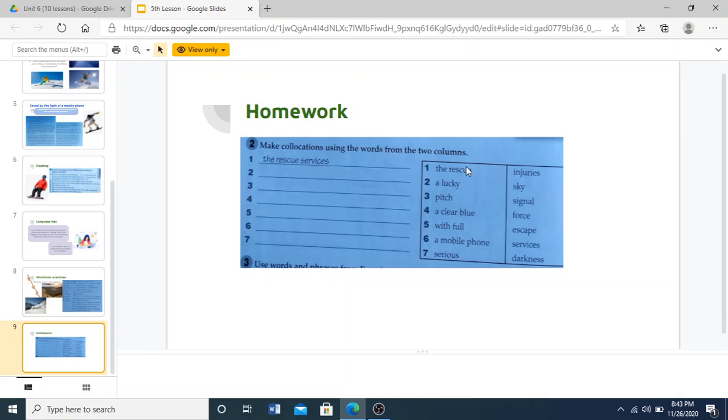Match these words on the left with the words on the right to form a collocation. An example is here that's been done. The rescue services. So these words are a collocation. The rescue goes with services to form a collocation. So it's a thing in English, rescue services. So that is a collocation. So make six other collocations with other words here for your homework.